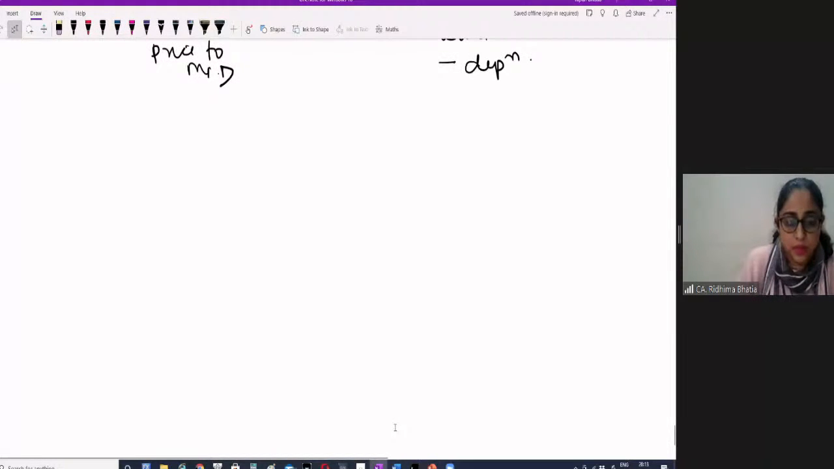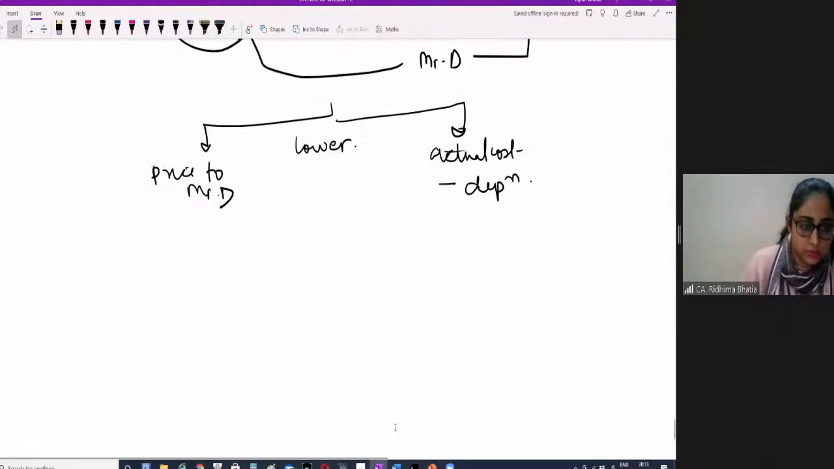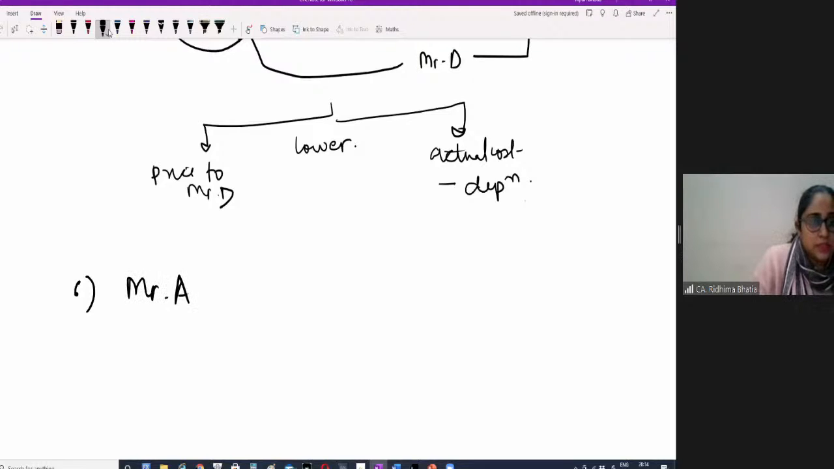Clear? Next is, this is again very interesting. Asset acquired and then given on lease. Now suppose, please listen carefully. Very important, this way people get confused.